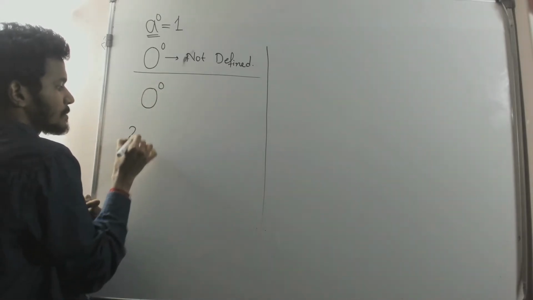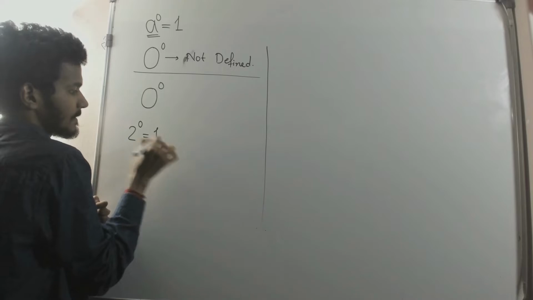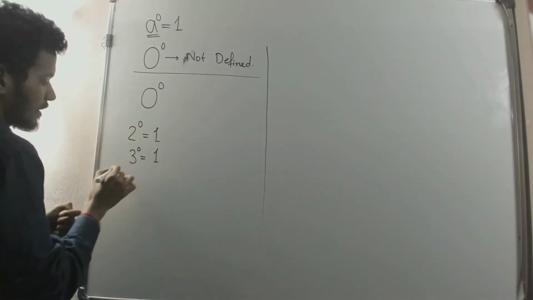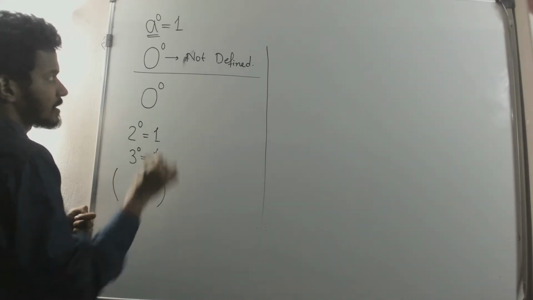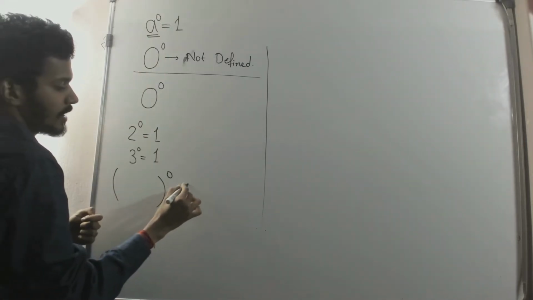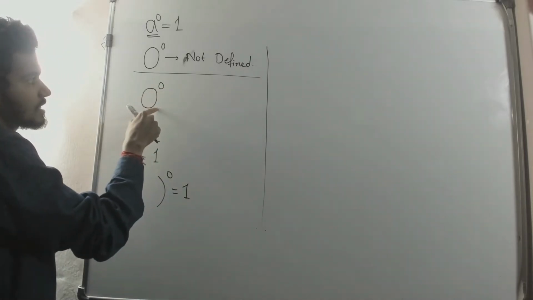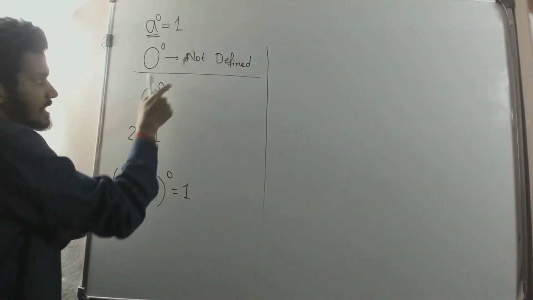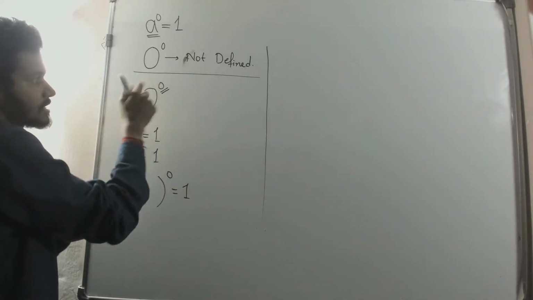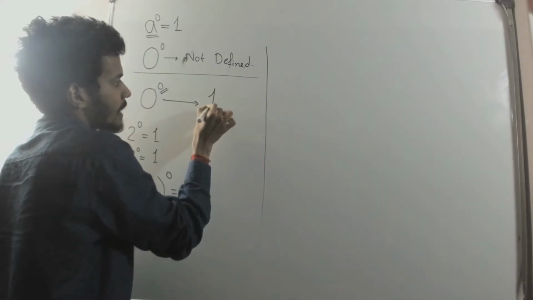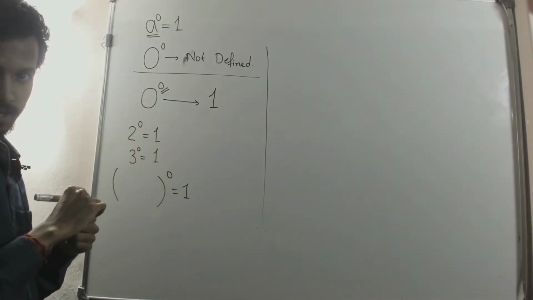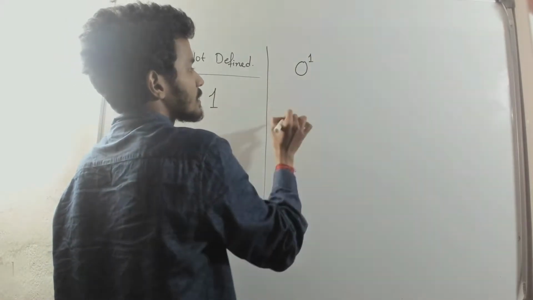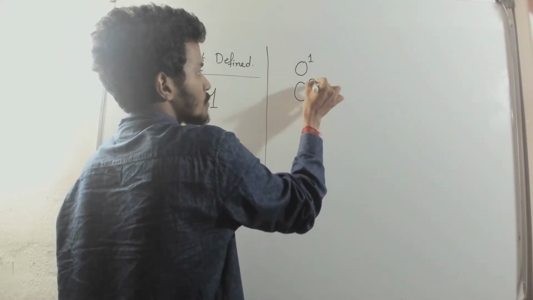If we write 2 to the power 0, that is 1. If we write 3 to the power 0, that is also 1. That means whenever we write something to the power 0, that is a to the power 0, it always becomes 1. So this 0 tells this whole expression to become 1 actually.